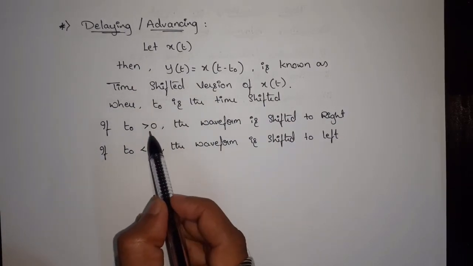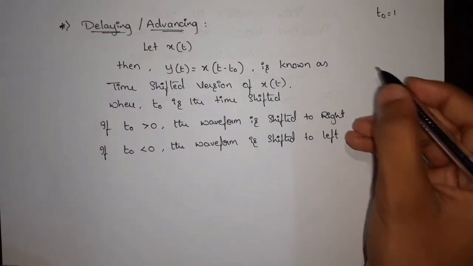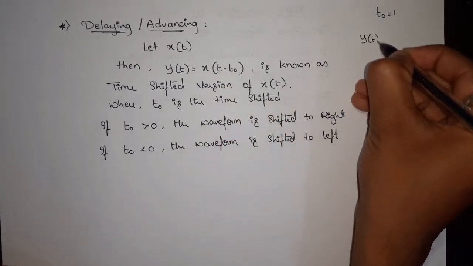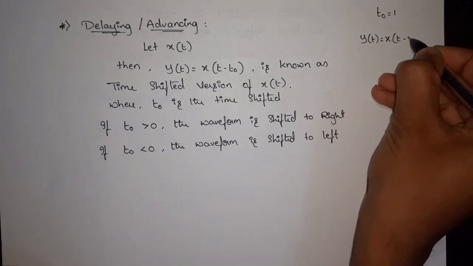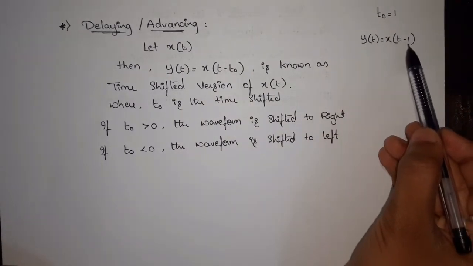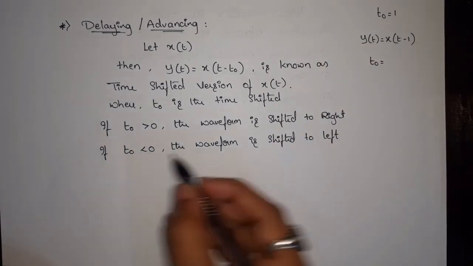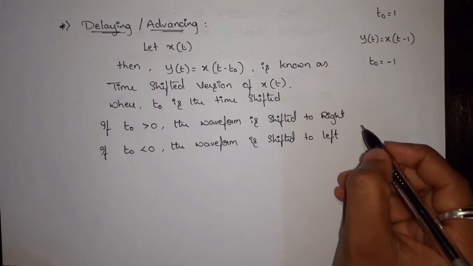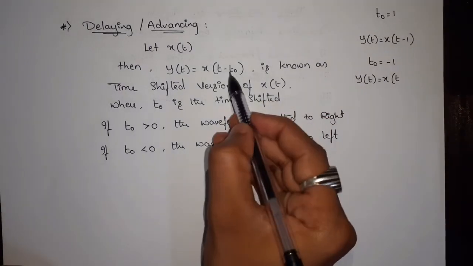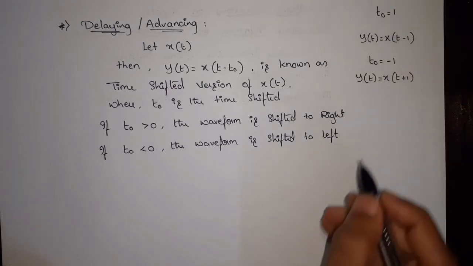Remember here, you should be very clear. If t naught is greater than 0, for example t naught is equal to plus 1, then y of t is equal to x of t minus 1. The value of t naught is plus 1, minus into plus 1 is minus 1. If t naught is less than 0, for example t naught is equal to -1, then y of t is equal to x of t minus t naught, and -1 into minus is plus 1.